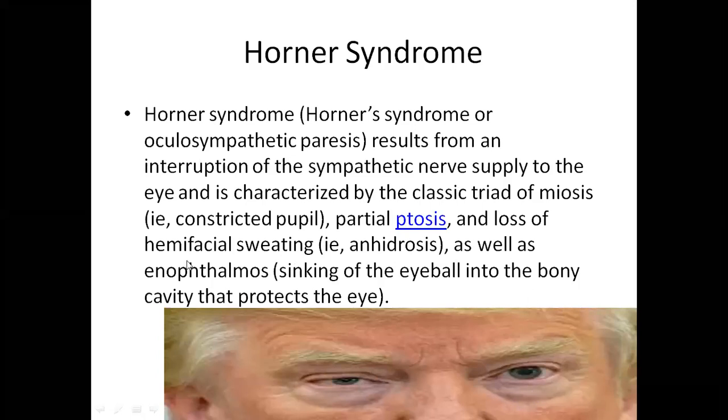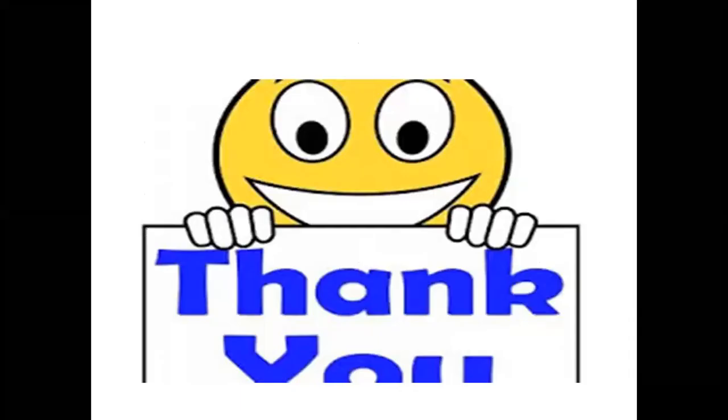Okay. There is loss of hemifacial sweating due to the absence of sympathetic output; the sweat glands will not work, and anhidrosis develops, as well as enophthalmos, sinking of the eyeball into the orbital cavity that protects the eye. So all these symptoms are present in Horner syndrome: the meiosis, the ptosis, the anhidrosis, and the enophthalmos. This is called Horner syndrome, and it is due to the lack of sympathetic supply. Thank you so much.